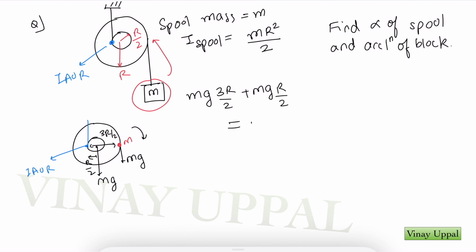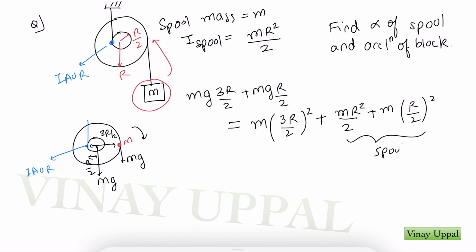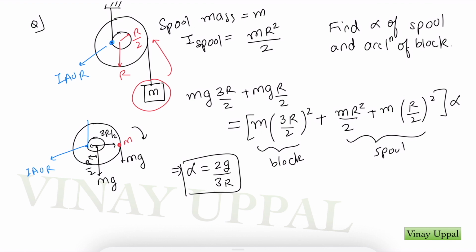So moment of inertia of the particle is going to be m into 3r by 2 the whole squared, plus moment of inertia of the spool about its center is given to be mr square by 2, plus I'll have another term using parallel axis theorem of m into r by 2 the whole squared. So this entire thing is the spool, and the first term is the particle, which is the block. So entire moment of inertia times alpha, and you should get your angular acceleration as 2g by 3r. So this is my angular acceleration in the clockwise sense.